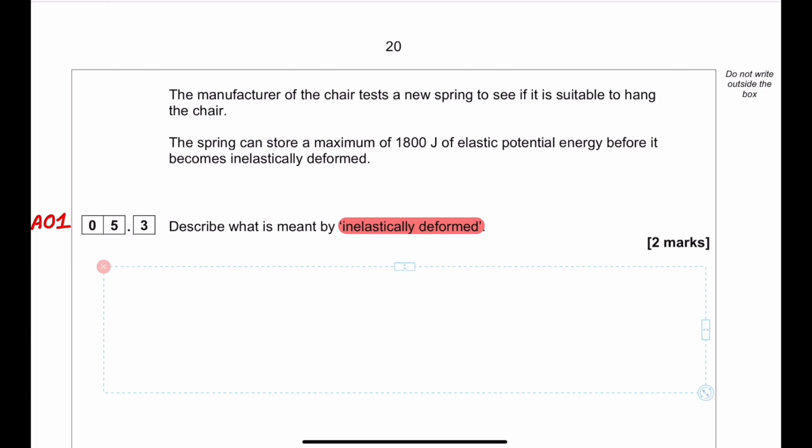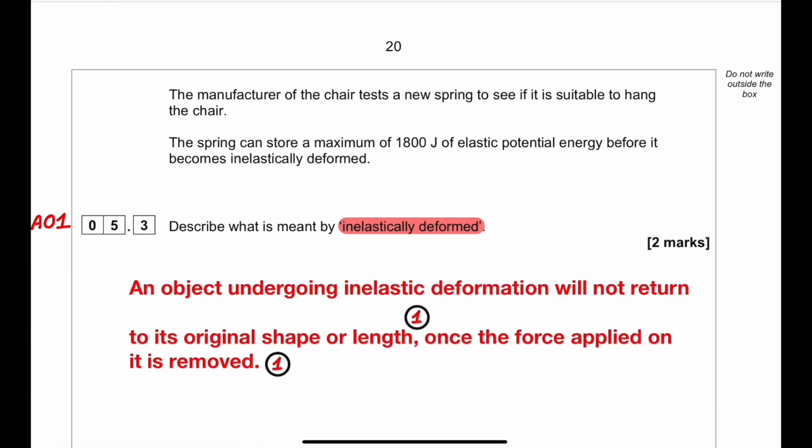Let's see the model answer. An object undergoing inelastic deformation will not return to its original shape or length even if the force applied on it is removed. It means there is a change in the shape or a change in the length of the object on applying the force.